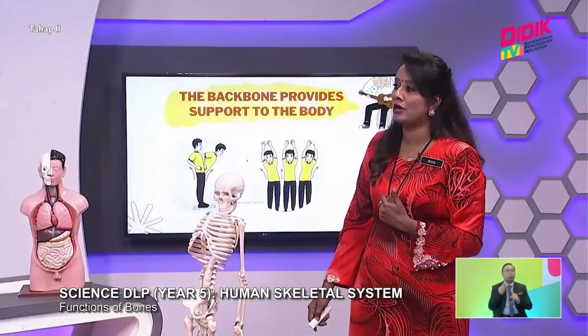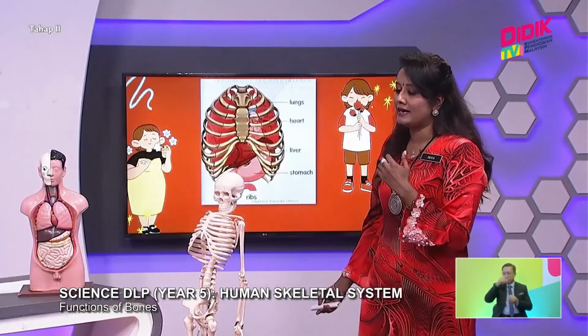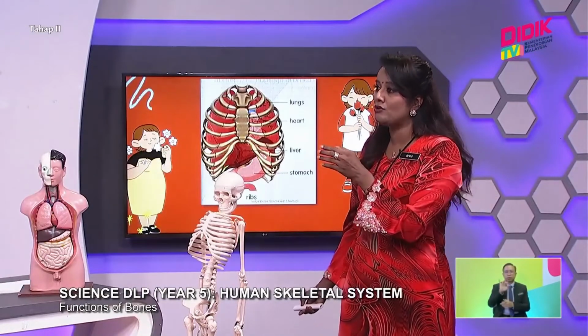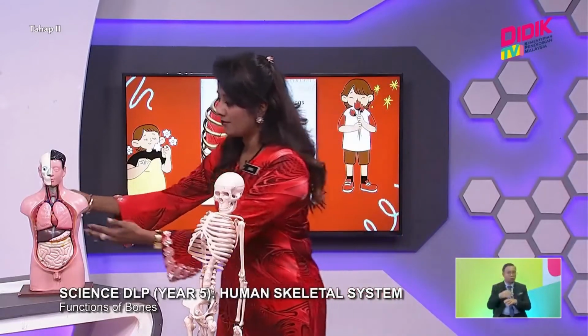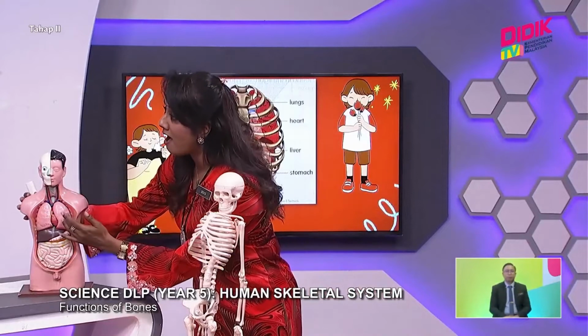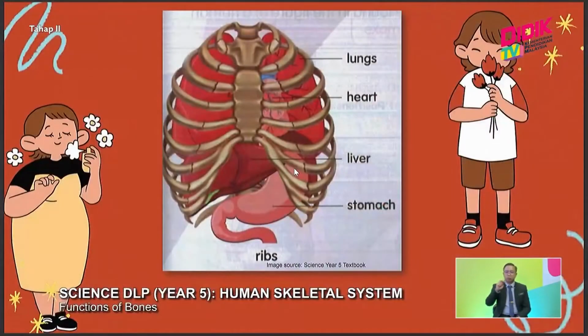All right. Next, we are going to learn about the ribs. When you look at the ribs here, they protect our lungs, even our stomach, our liver, our heart. So everything around this area, like the lungs, is protected by the ribs. These are the organs that are protected by our ribs here.